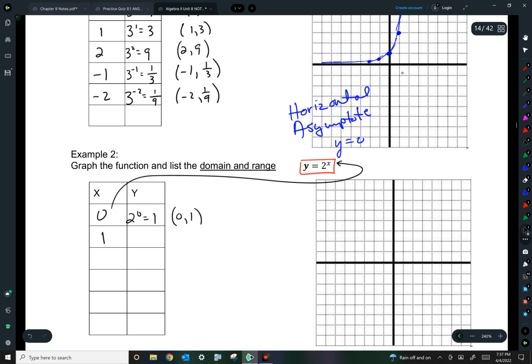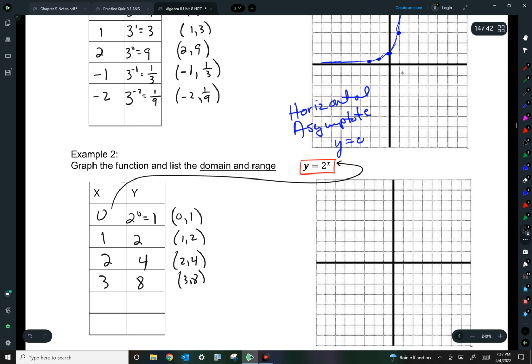Let's say I put in a 1. So I'll have 2 to the first, which is 2. Okay, that one's not the same. What if I put in a 2 for x? So I'll have 2 to the second, so 4. Let's do one more. What if I put in a 3? So I'll have 2 to the third, that's 8.